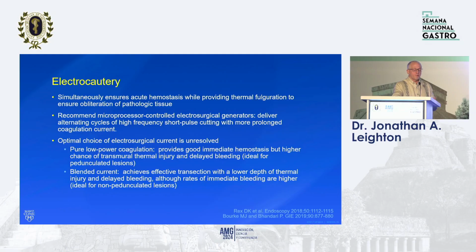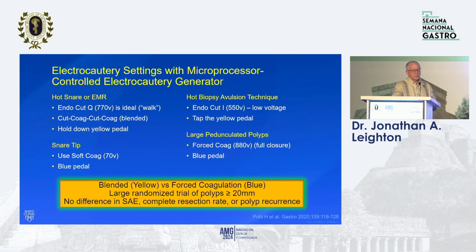We recommend a microprocessor-controlled electrosurgical generator because it delivers alternating cycles of high-frequency short pulse cutting with more prolonged coagulation current. And the optimal choice depends on the polyp. We use pure power coagulation for pedunculated lesions, and then the blended current is ideal for non-pedunculated lesions. And this gives you a little bit of a summary.